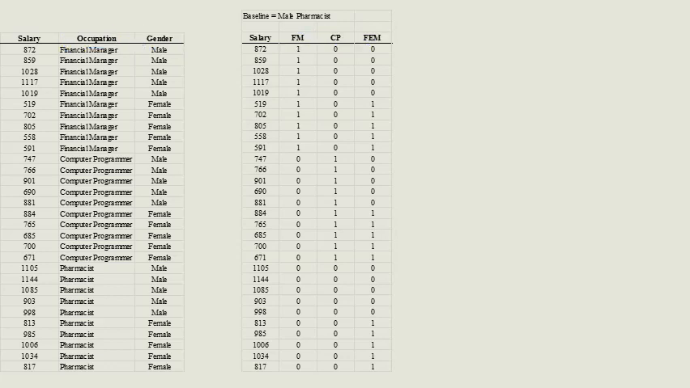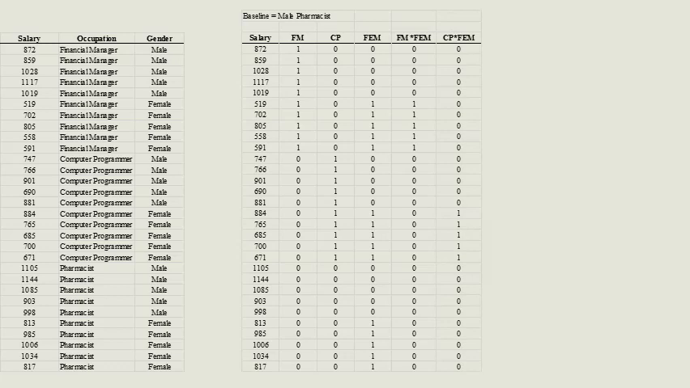The data sets are shown side by side so you can see how they are coded for the indicator variables. And notice how the baseline male pharmacists are all 0s. Next, since we also want to study interactions, let's add the interaction variables. We have the interaction between financial manager and female, and the interaction between computer programmer and female. Now we're ready to do the regression and compare the output.